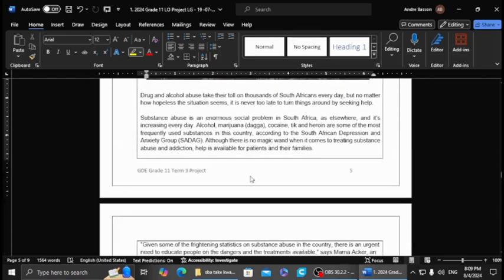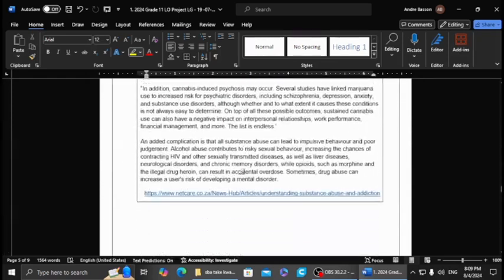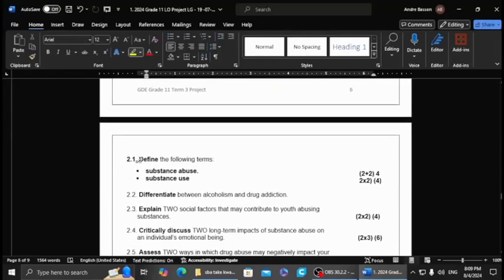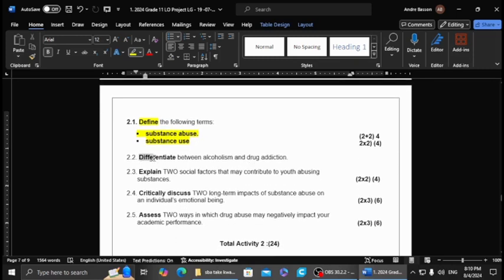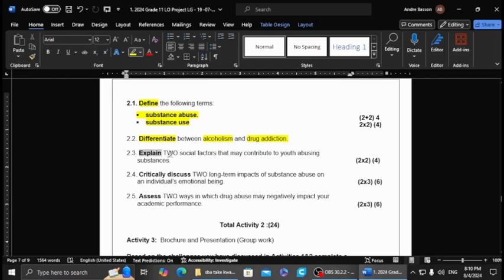Then you have to read this piece and then answer the questions. Firstly, define what substance abuse means, substance use and substance abuse, and notice the 2 differences there. Differentiate between alcoholism and drug addiction. Even though both are addictions, they differ. Explain 2 social factors that might contribute to youth abusing these substances. Now, obviously, we're talking about alcohol and drugs.